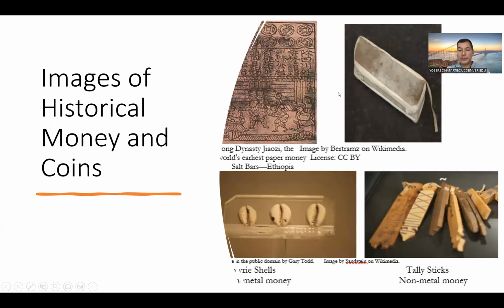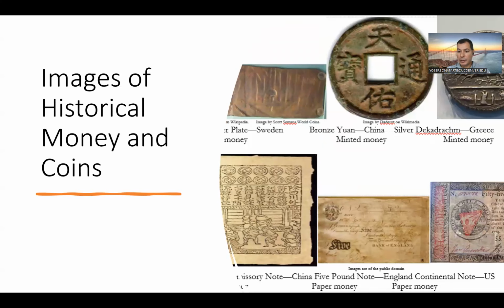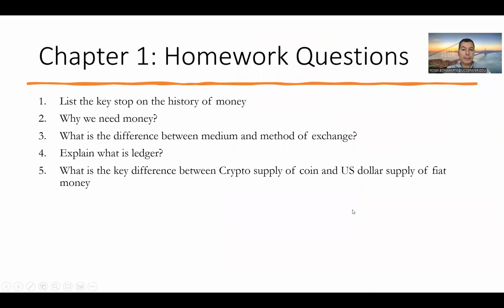Here are some images of the history of money and coins. Back in history they had wooden sticks as a way of doing money exchange. There are some notes also, and here are the questions for this chapter. You can read them, and since this is the first week, I don't like long answers. The answer could be one sentence, one line, two lines, or one paragraph, but short and sweet. Just one line and done.